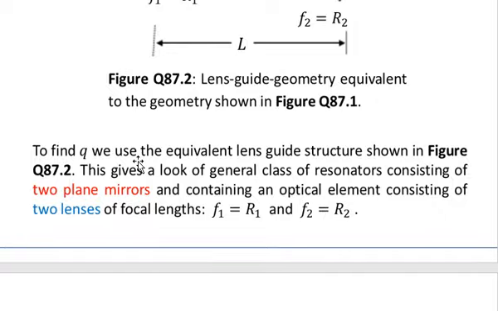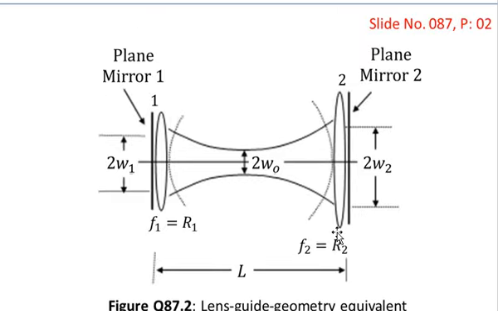To find Q, we use the equivalent lens guide structure shown in figure 2. This gives a look of a general class of resonators consisting of two plane mirrors and containing an optical element consisting of two lenses of focal length f1 equal to R1 and f2 equal to R2. So you see that we shall be using this geometry in order to find the complex radius of curvature Q.